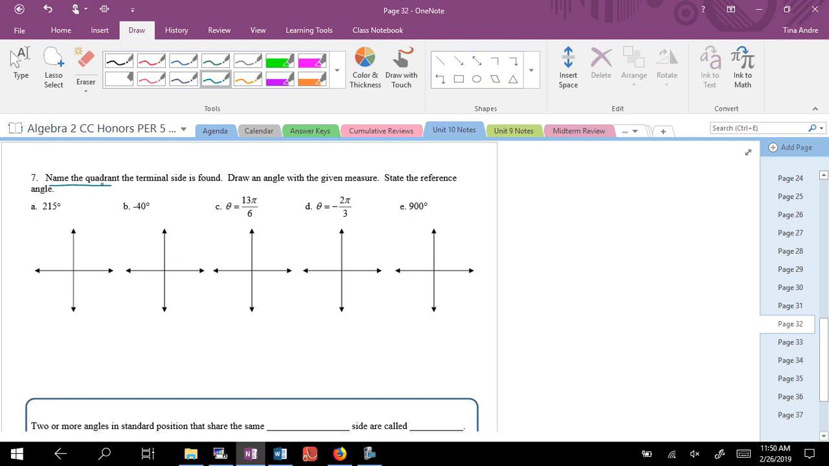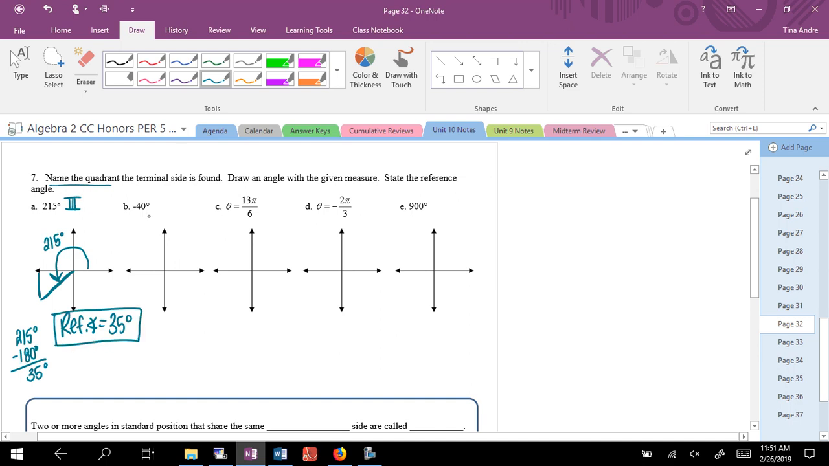So 215, we're going to have it between 180 and 270. So it's going to end up over here. So that's going to be in quadrant 1, 2, and 3. So quadrant 3 is where it terminates. That's what it means when it says the terminal side. This is the terminal side where it ends. So then I want to take 215 and subtract off the 180 degrees to find that reference angle. So this gives me 35. So the reference angle is 35 for this one.